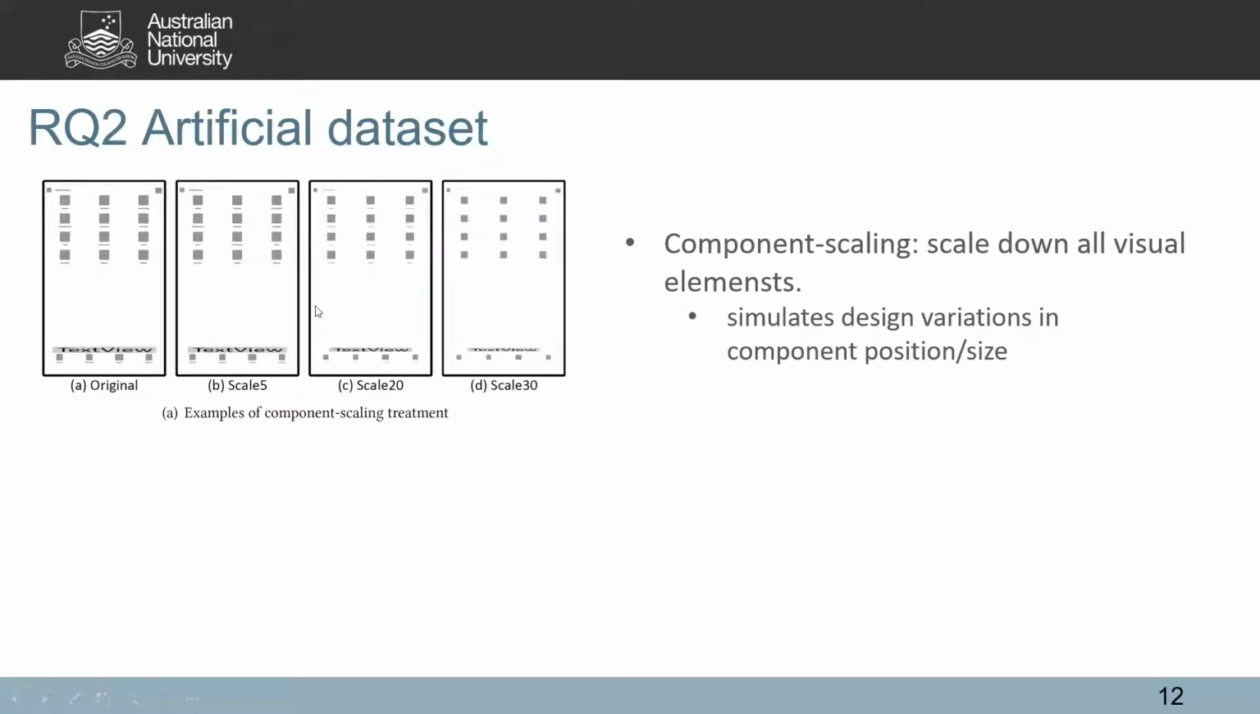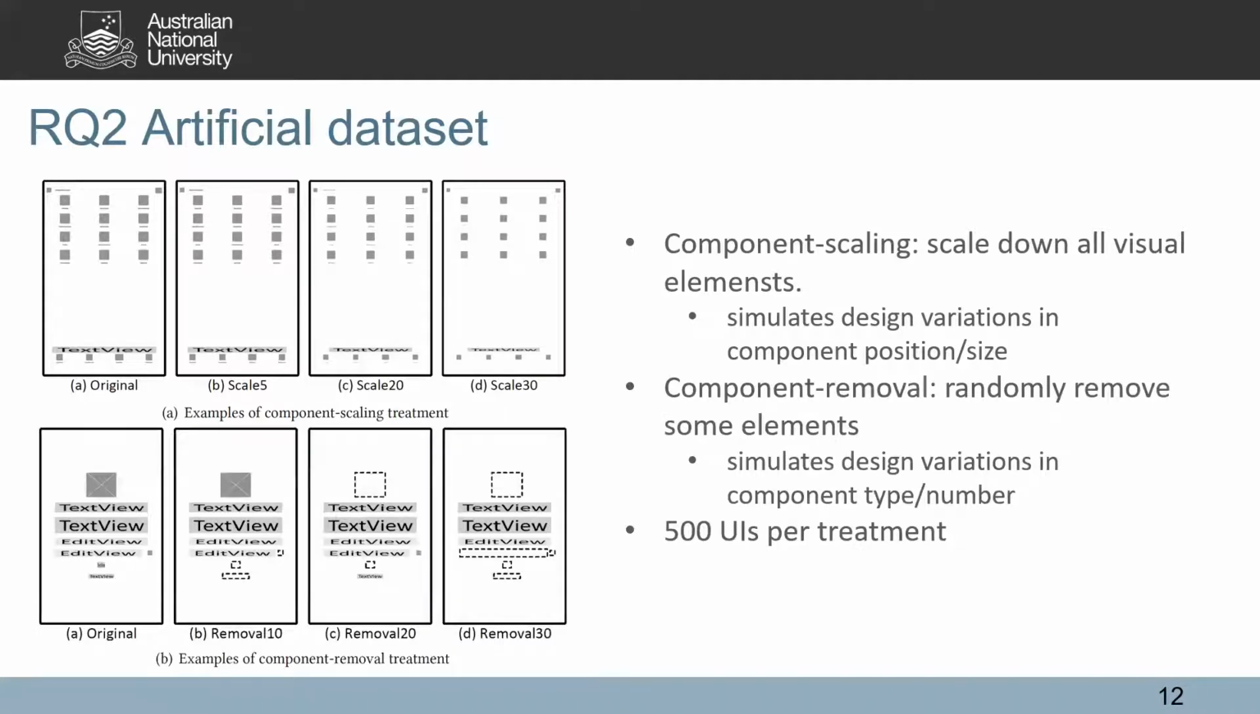Since there is no labeled dataset, we first synthesize an artificial dataset. We consider 2 types of treatment to synthesize our data. The first one is component scaling, which will scale down all visual elements within the user interface. It simulates the design variations in component position and size. The second treatment is component removal. It will randomly remove some elements in the user interface. It simulates design variations in component types and number.